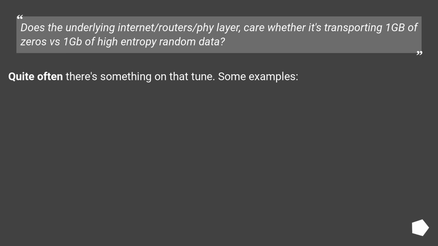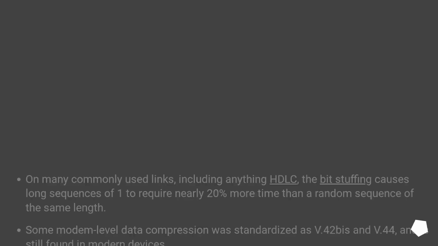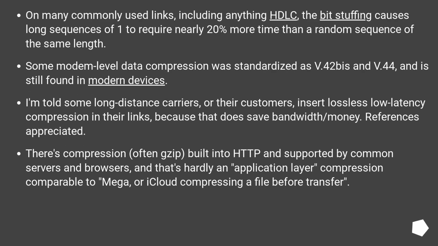Does the underlying internet/routers/link layer care whether it's transporting 1 GB of zeros versus 1 GB of high entropy random data? Quite often there's something on that tune. Some examples. On many commonly used links, including anything HDLC, the bit stuffing causes long sequences of 1 to require nearly 20% more time than a random sequence of the same length.